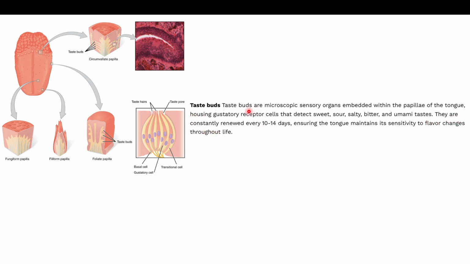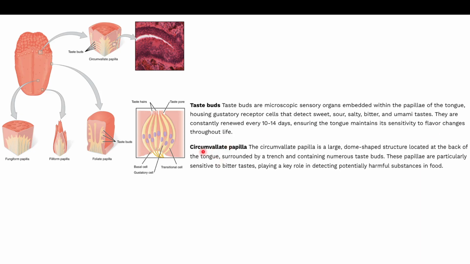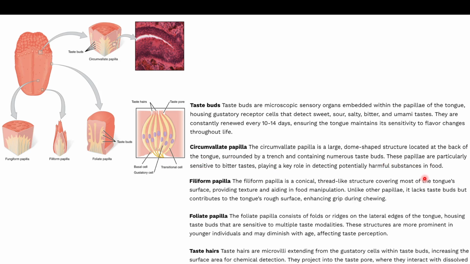These taste buds are constantly renewed every 10 to 14 days, ensuring that the tongue maintains its sensitivity to flavor changes throughout life. So, circumvallate papillae are there, these ones. The circumvallate papilla is a large dome-shaped structure located at the back of the tongue, surrounded by a trench and containing numerous taste buds. These papillae are particularly sensitive to bitter tastes, playing a key role in detecting potentially harmful substances in food.